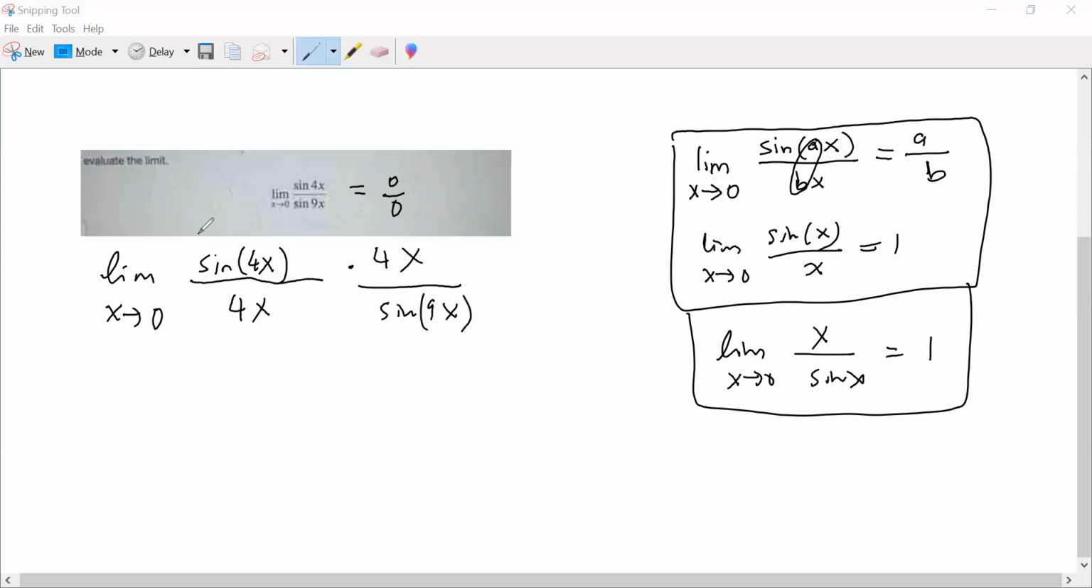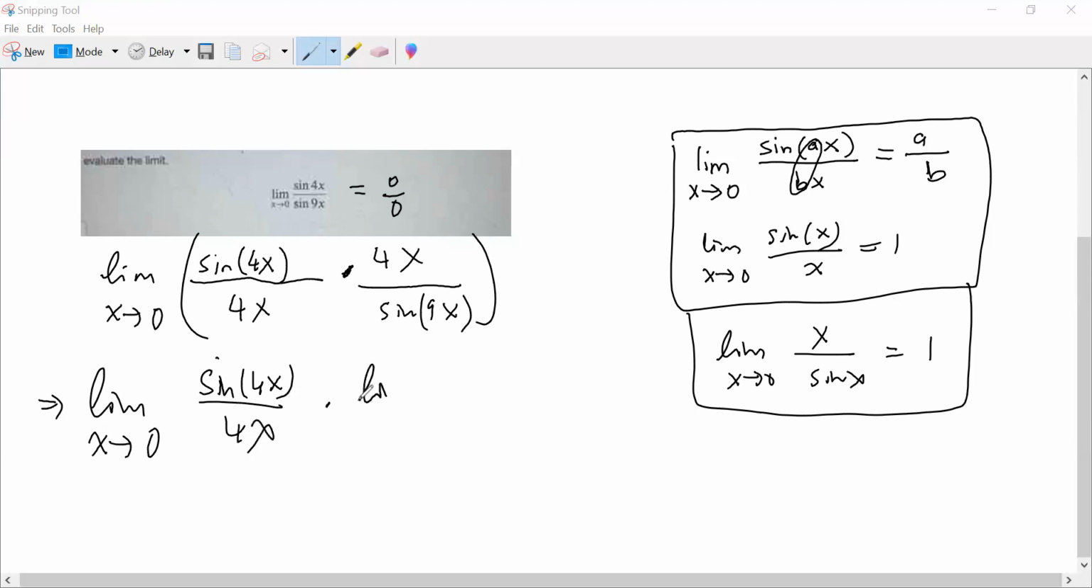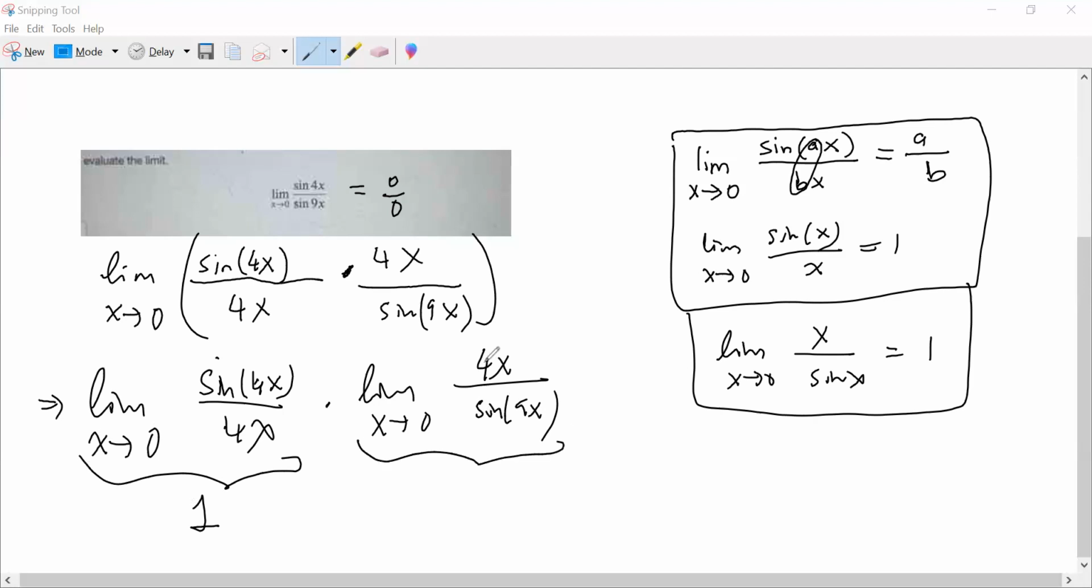Okay. And now I'm going to split this. Because when you have a product, one of the properties of limits is splitting the product, right? So you can write it like this: the limit as x goes to 0 of sine 4x over 4x, times the limit as x goes to 0 of 4x over sine 9x. Okay, so the first limit is exactly going to be 1, right? Because 4 divided by 4 is 1. This limit is 1. And this limit right here is just going to be 4 over 9. So you're just going to divide those coefficients.